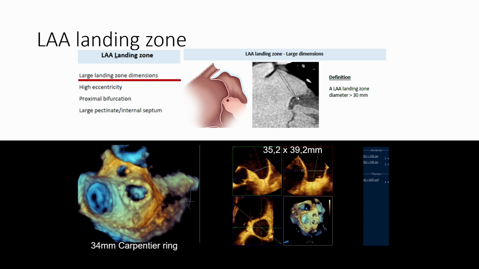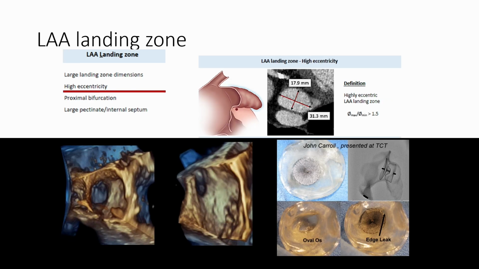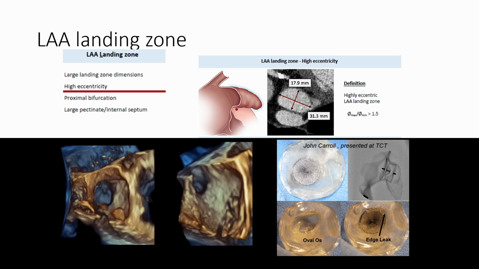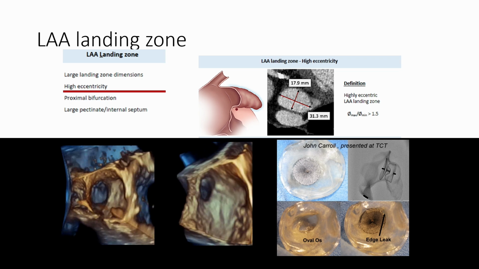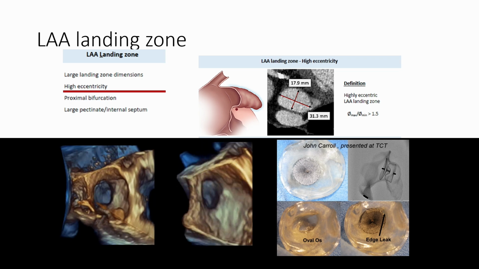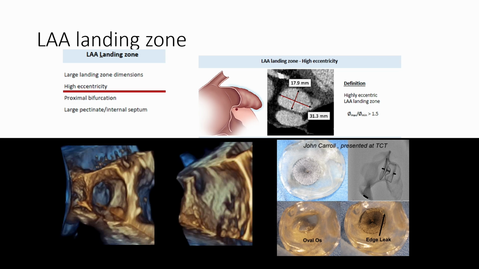So this is the same example. It wasn't only the ostium, but also the landing zone was super large in this patient. So this was a patient where we had no real device available to close this appendage with a nice landing zone and a super huge and large ostium. High eccentricity. So this is an example which can be easily detected by 3D imaging. And we know that in very eccentric configurations, it might be more frequent that we have peri-device leaks.